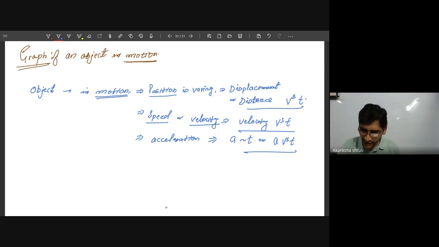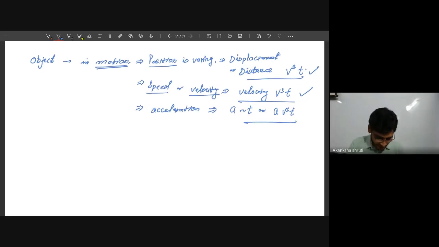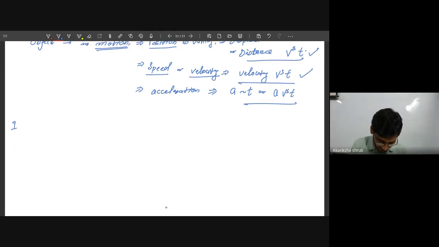We have already learned about this in much more detail, how to plot, how to draw the graph, and from the graph how we can calculate the other quantity. For summarizing it, the very first type of graph that we have learned was our displacement time graph.